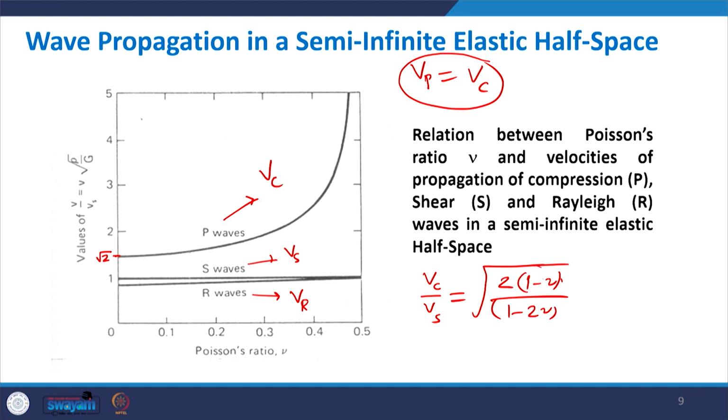As nu increases, particularly when nu becomes 0.5, the denominator will become 0 and the ratio goes to infinity. So, at 0.5, this ratio Vp by Vs is going to infinity, while the S wave stays constant because Vs by Vs will be 1 only. If we talk about the Rayleigh wave velocity, V capital R is the Rayleigh wave velocity.